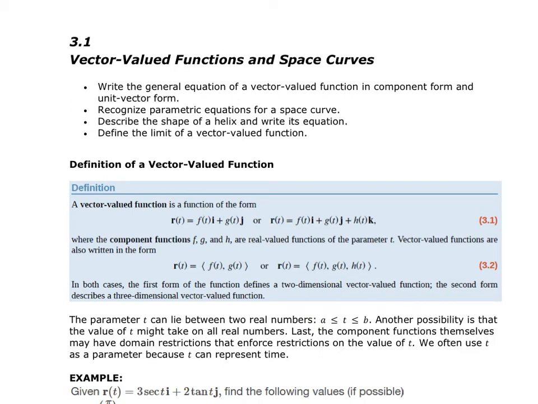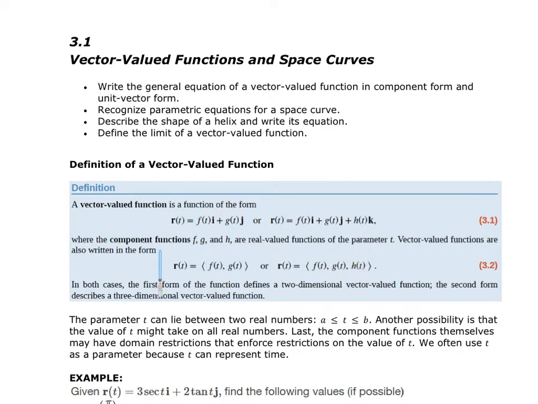In this video, we are going to look at vector-valued functions and space curves. A vector-valued function in unit vector form is r of t equals f of t i plus g of t j, or if we're in 3-space, we would also have h of t k.